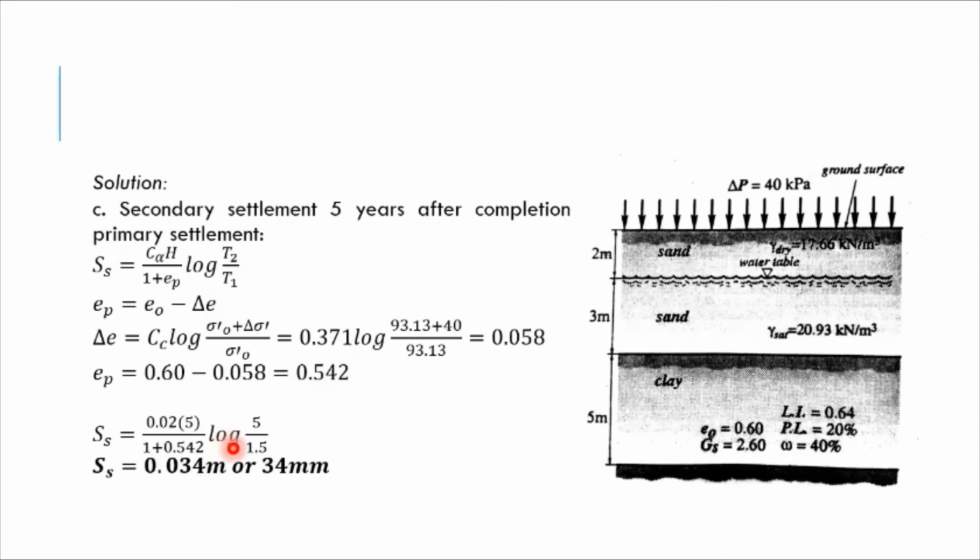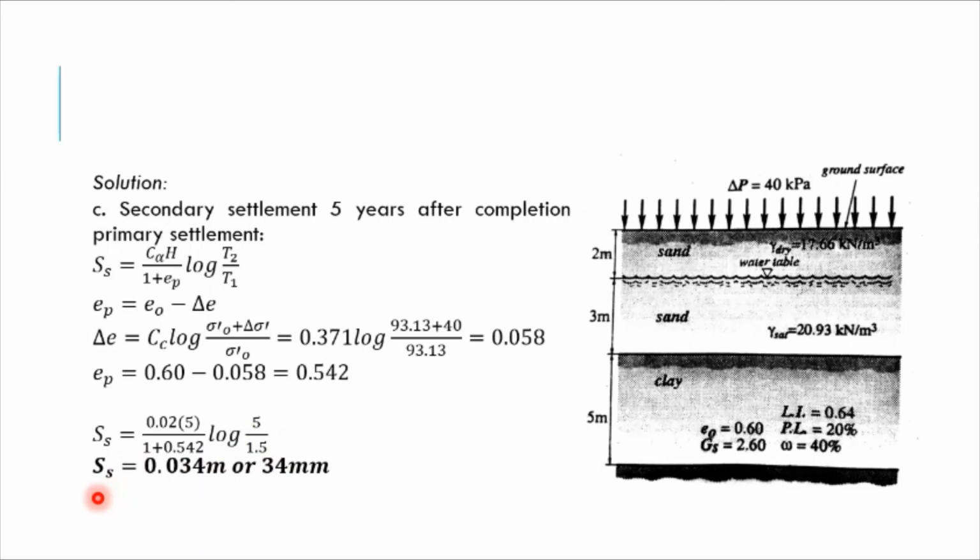Therefore, the secondary consolidation settlement is equal to 0.02 multiplied by 5 over 1 plus 0.542 logarithm of the first, the time after completion of primary settlement, which is 5 years, and the time for completion of primary consolidation is 1.5. Therefore, Ss, or the secondary consolidation settlement, is 0.034 meter or 34 millimeters.